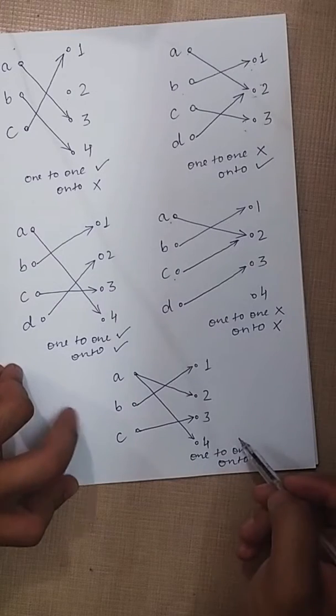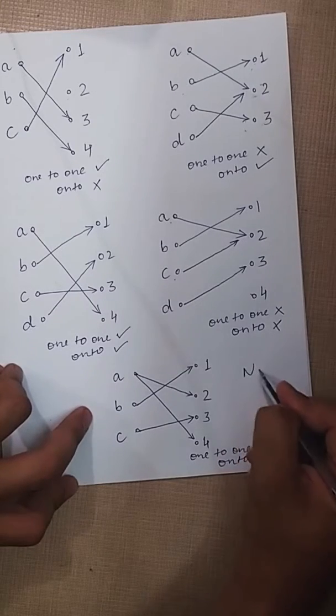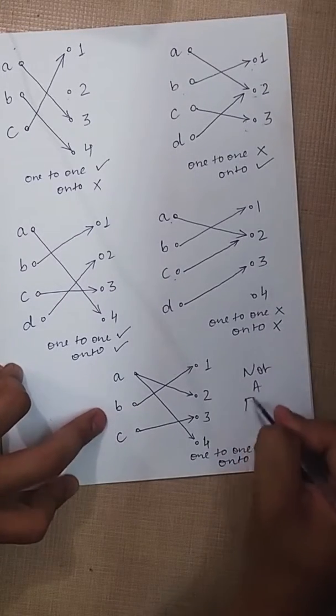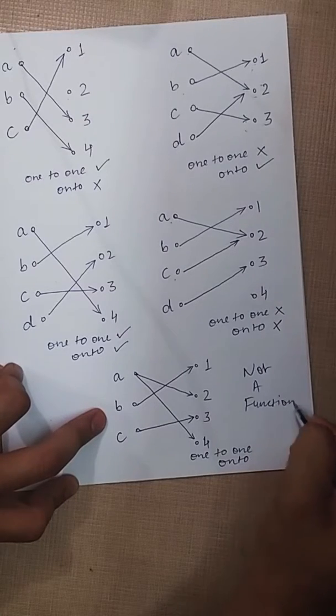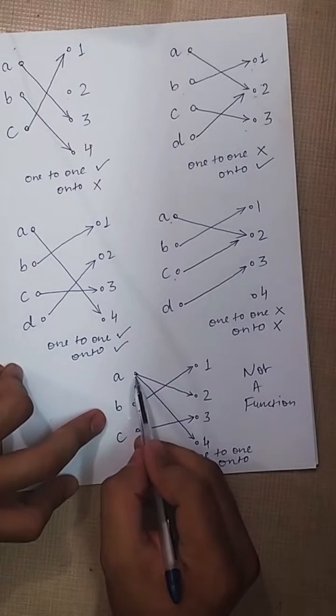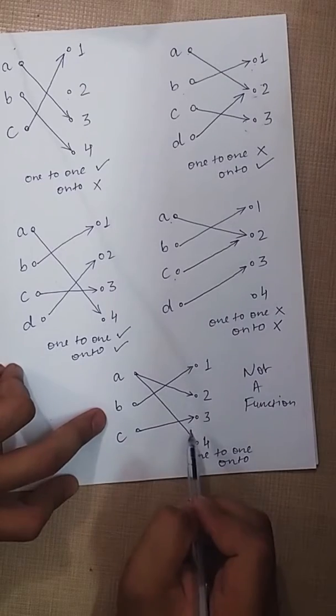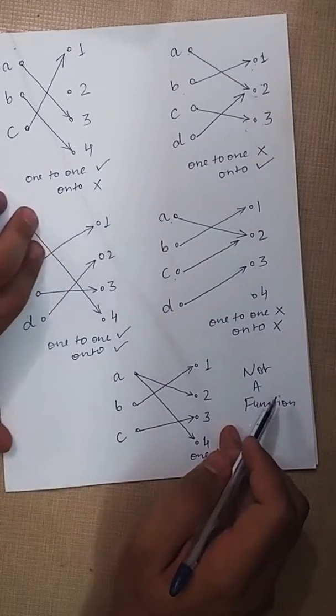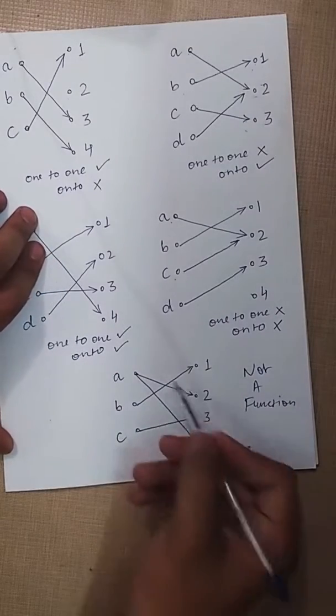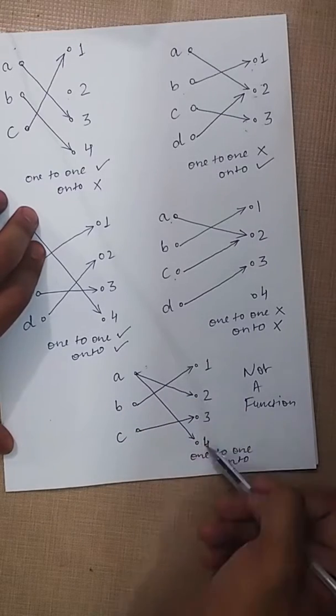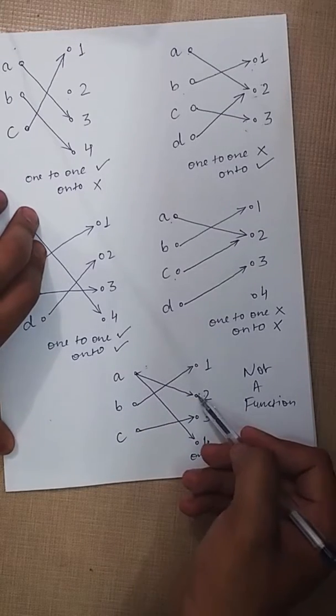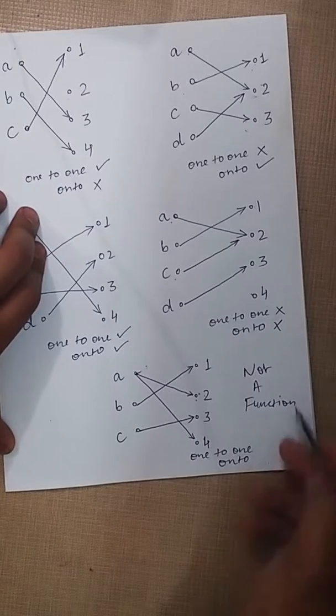Now this one is not even a function, because one element from the domain is mapped to two elements. This cannot be a function, because for one input it is giving two outputs. Which one of the outputs would you accept, 2 or 4? This is not a function.